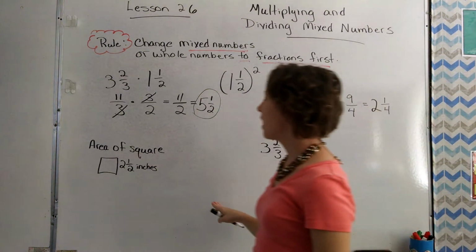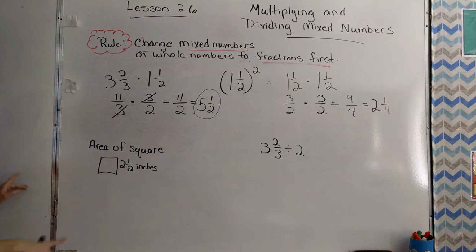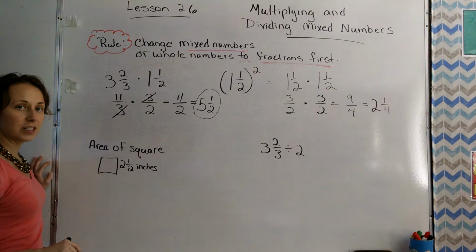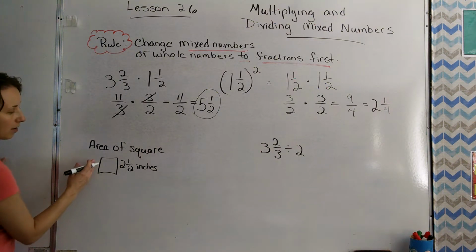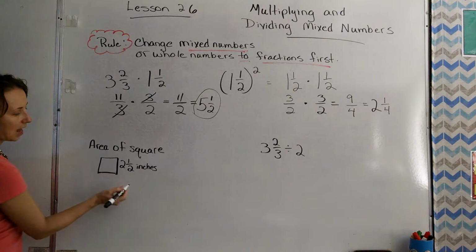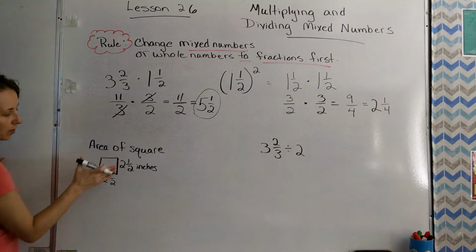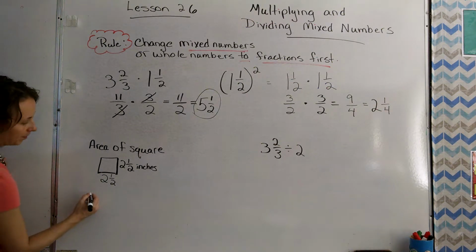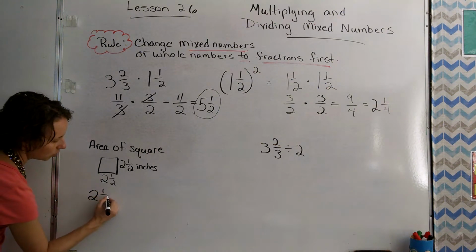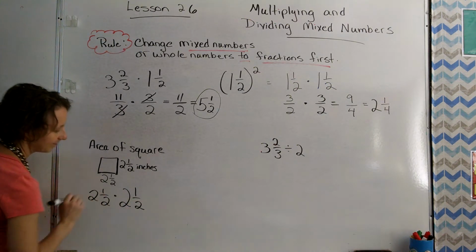Let's look at what this looks like with area of a square. Let's say I wanted to find the area of a square, and I knew that one side was 2.5 inches. We know area of a square can be found by multiplying 2 adjacent sides. And we know that all the sides are equal. So if this one's 2.5, this one is also 2.5. So my problem becomes 2.5 times 2.5.